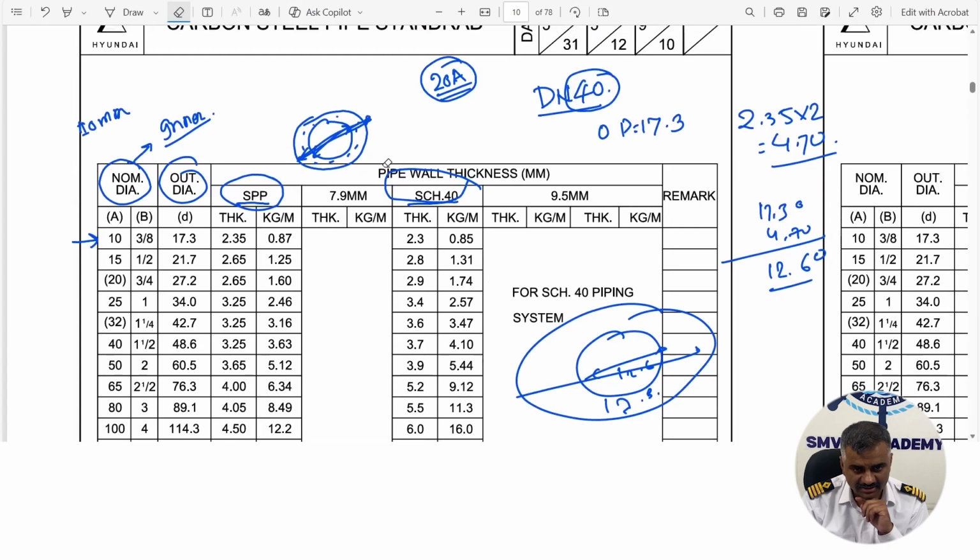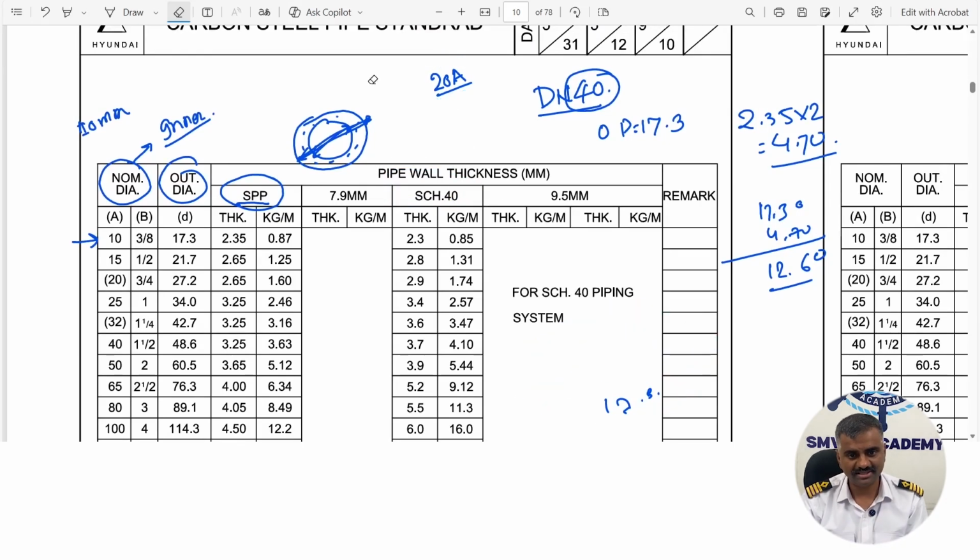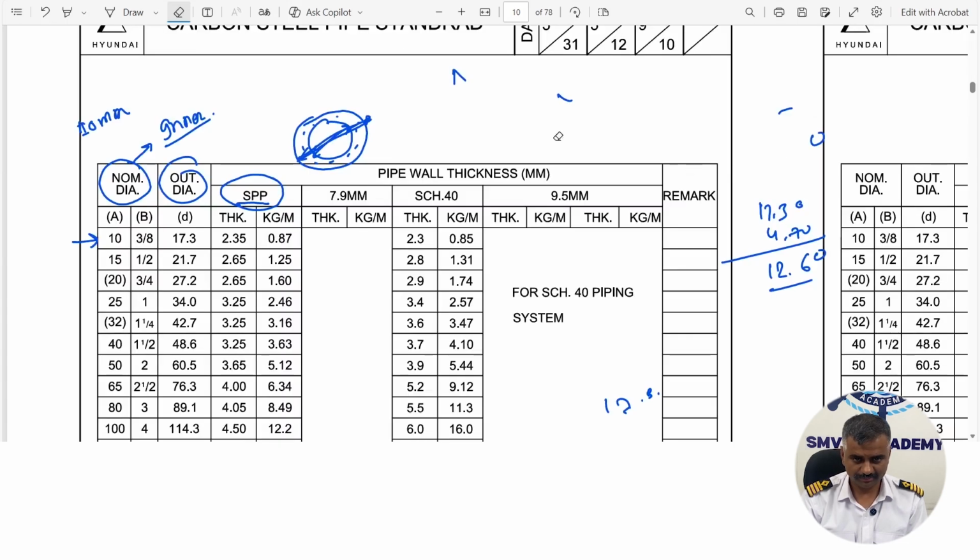Now next is the concept of schedule 40. What do we mean by schedule? This is a very common term in the pipeline industry. We call it pipe schedule, SCH40. There was a scientist named Barlow. There is a modified wall thickness formula.